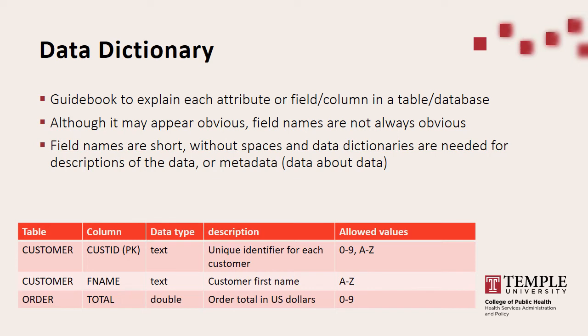Next, you'll create a data dictionary, which is a guidebook to explain each attribute or field column in a table and database. Although it may appear obvious, field names are not always obvious. Field names are short, without spaces, and data dictionaries are needed for descriptions of the data, or what we call metadata, which means data about the data. And these data dictionaries can be created in Microsoft Word or Microsoft Excel.